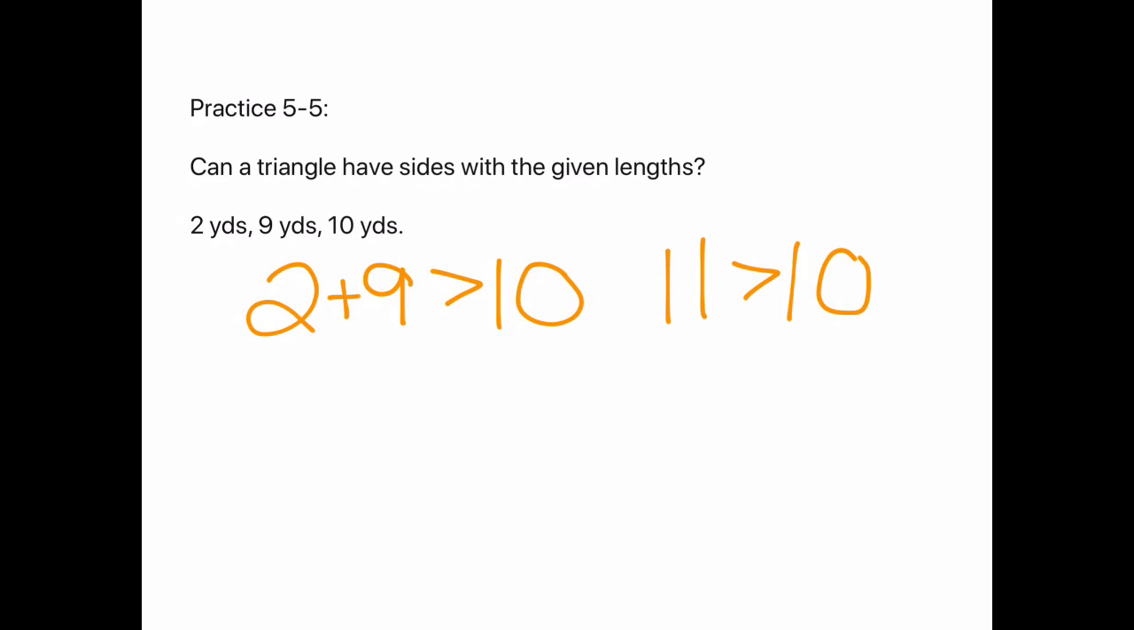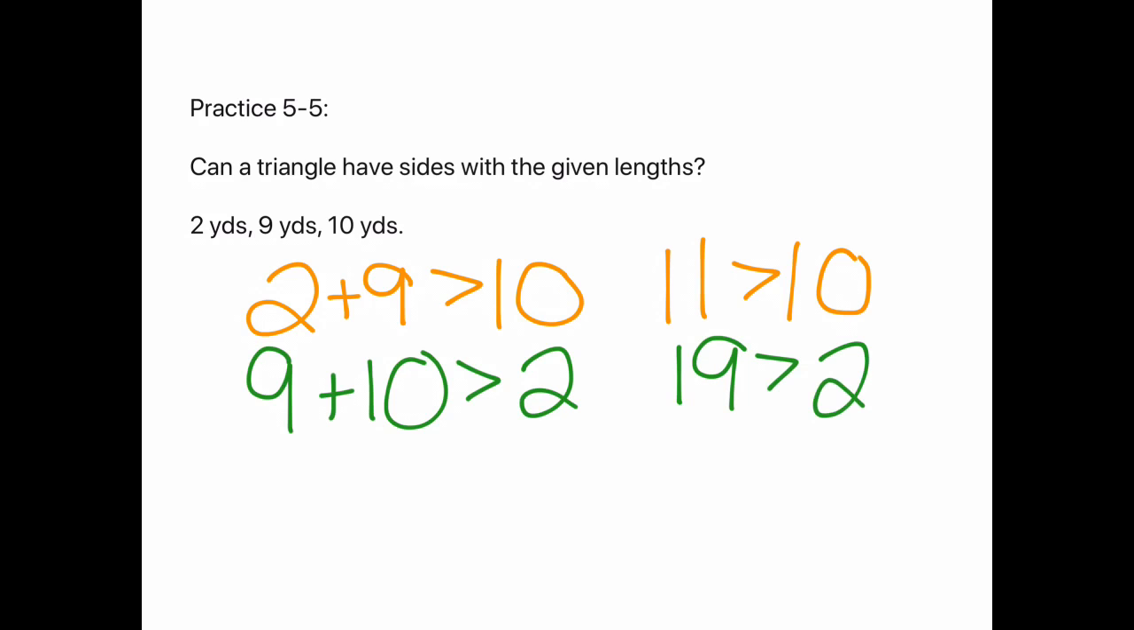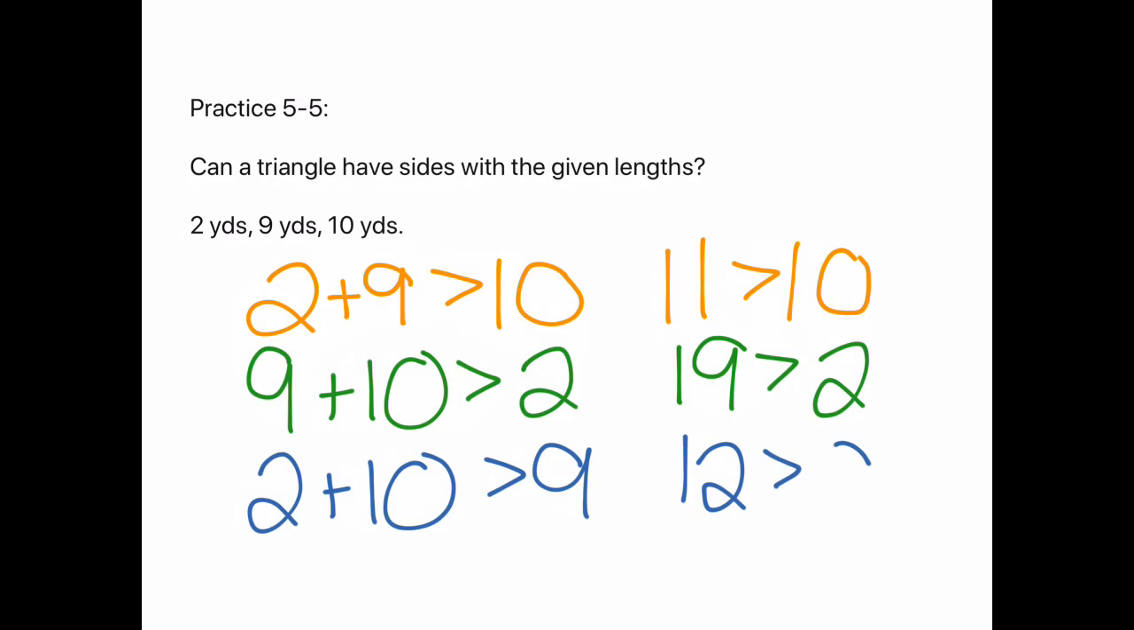So let's do one of the problems from your practice for this. It says, can a triangle have sides with the given lengths? You can choose any sides you want to begin with. I've often found it easiest to start with the smallest sides. So 2 plus 9 will have to be greater than 10, and 2 plus 9 is 11, so that part checks out. We'll continue on. We can do 9 plus 10 has to be greater than 2. Well, 19 is certainly greater than 2, so that part checks out. And then the last part, 2 plus 10, has to be greater than 9. And 12 is certainly greater than 9. So the answer is yes, these can be sides of a triangle.